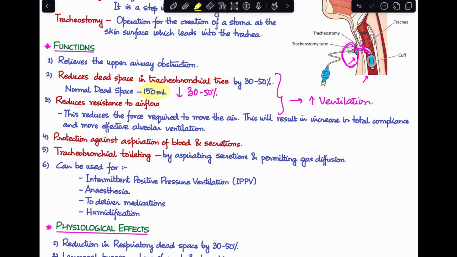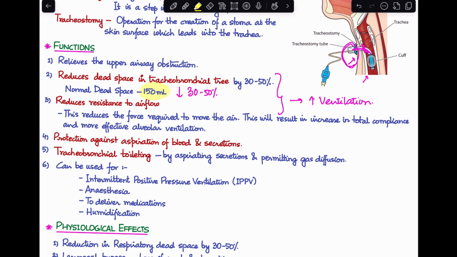Next function is that tracheostomy also protects against any aspiration of blood and secretions. This can easily happen in case of a patient who is in coma, who is unstable, or suffering from maybe bilateral abductor palsy. In all of these cases, it will help you in protecting against aspiration of blood and secretions. Next function is that tracheobronchial toileting becomes easy by tracheostomy.